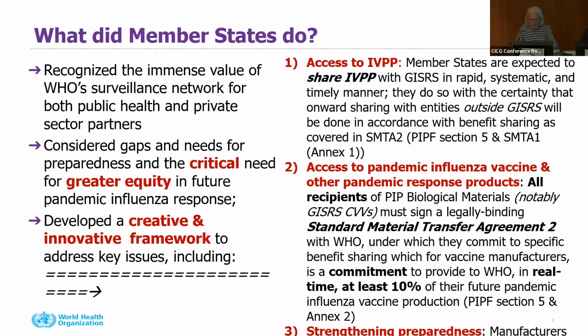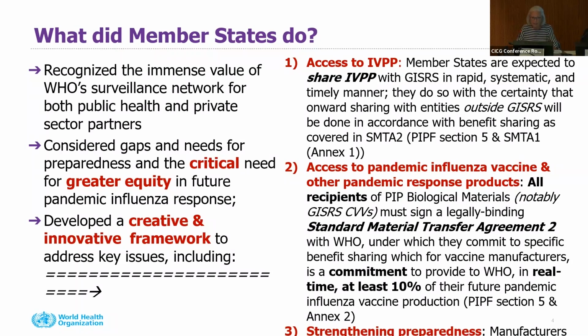The next thing, which you can't see, has to do with strengthening preparedness. And this was, again, a concern that the PIP framework addressed rather creatively. The idea was to make sure that there were funds for WHO to support capacity building activities in countries where they're weak. So they put in place something called the PIP Partnership Contribution.